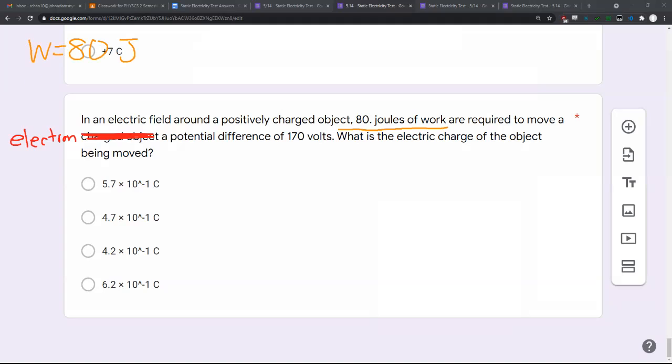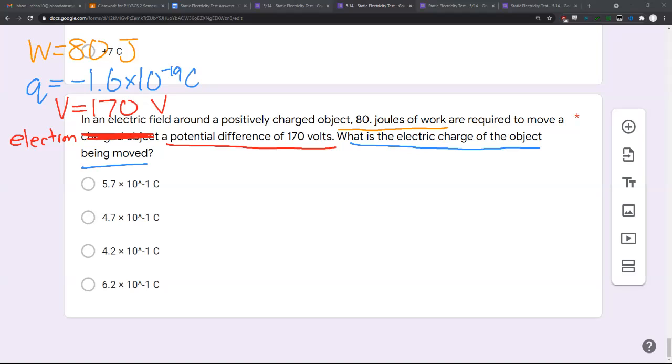And then, when you read electron, the charge of an electron is negative 1.6 times 10 to the negative 19. And then you would further read that the potential difference is 170 volts, so you write 170 volts. And then the question says, what is the electric charge of an object? And you're going to be like, well, Q is the question mark. How is Q the question mark if I already gave you what Q was? If I already gave you Q, then why are we trying to find Q? So this might have confused some people.